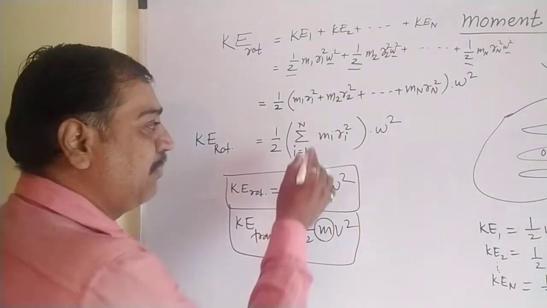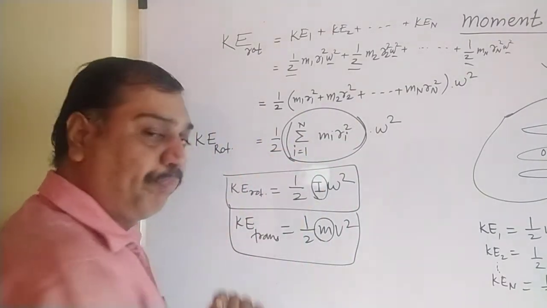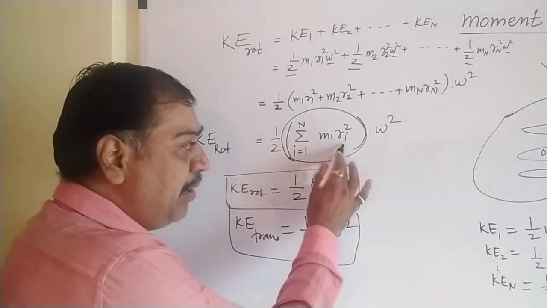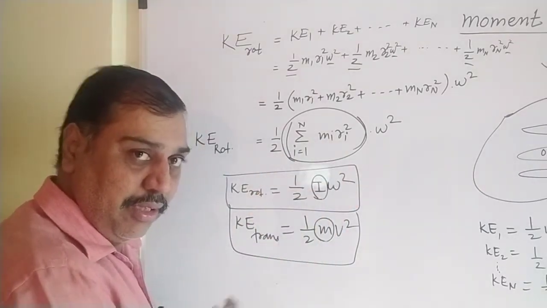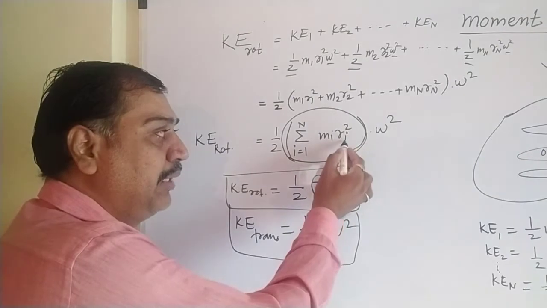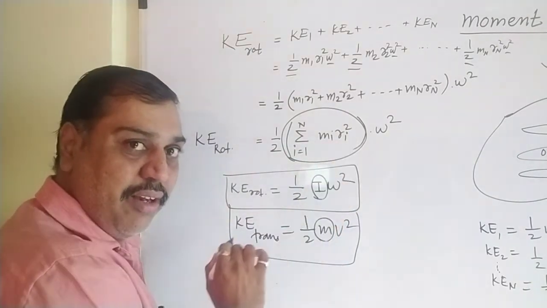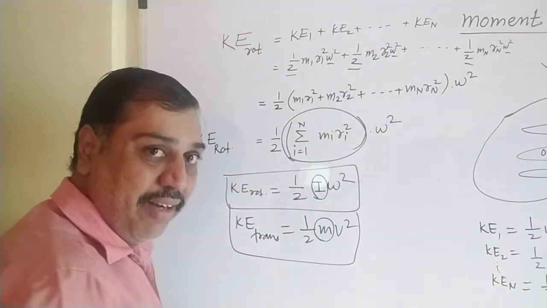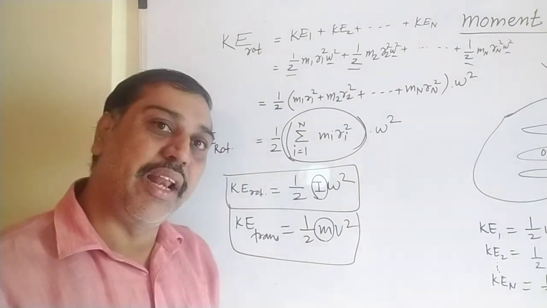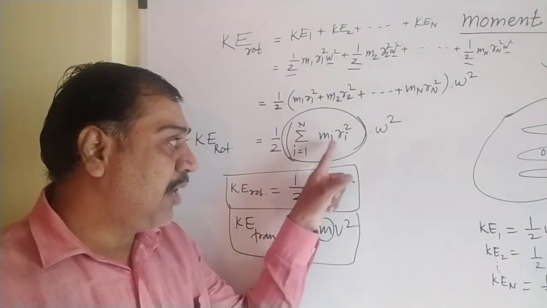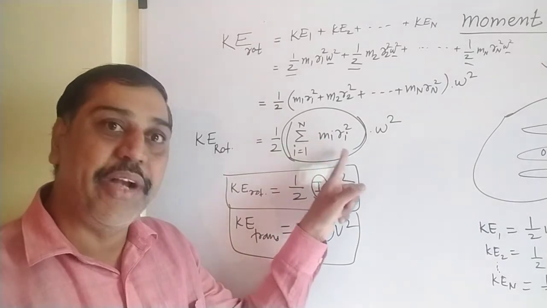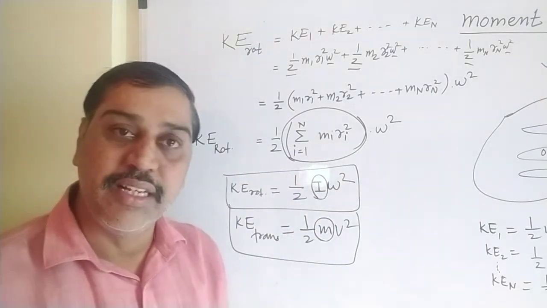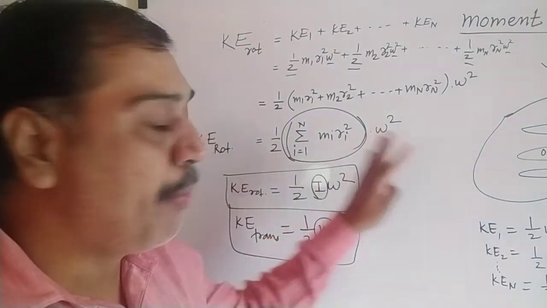As common sense, if this is I, what is the unit of I? Kg meter square. Mass can be measured in kilogram, and distance square means meter square, so kg meter square, or gram centimeter square. These are the units of this. Similarly, you can find the dimension of this. L to the power 2, M to the power 1, T to the power 0. That is nothing but the dimension of moment of inertia.